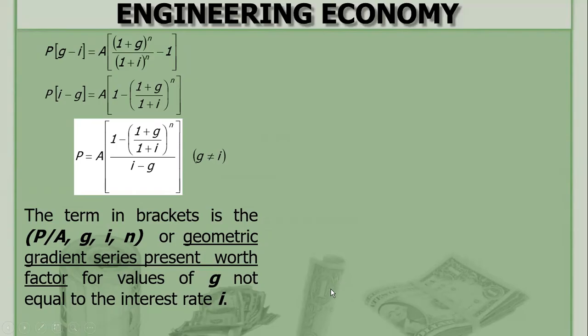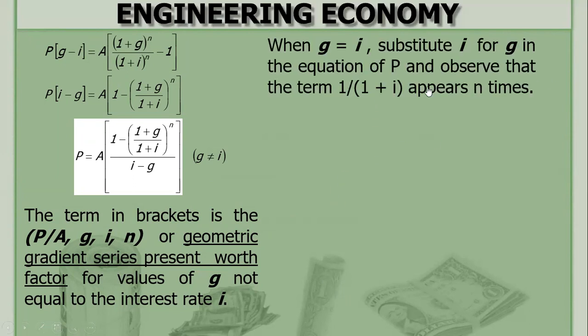So what's the formula of P when G is equal to I? Okay. So when G is equal to I, substitute I for G in the equation of P and observe that the term 1 over 1 plus I appears n times.